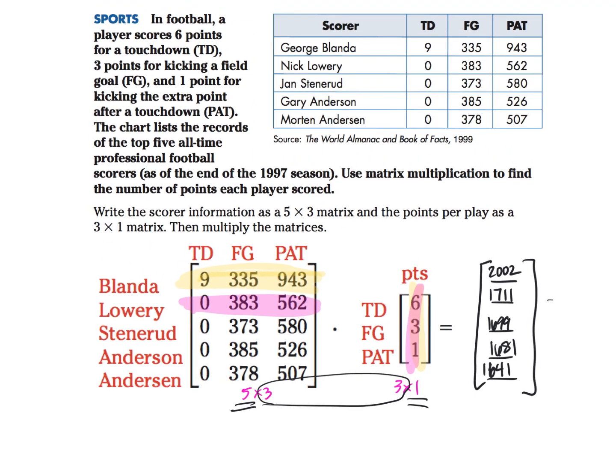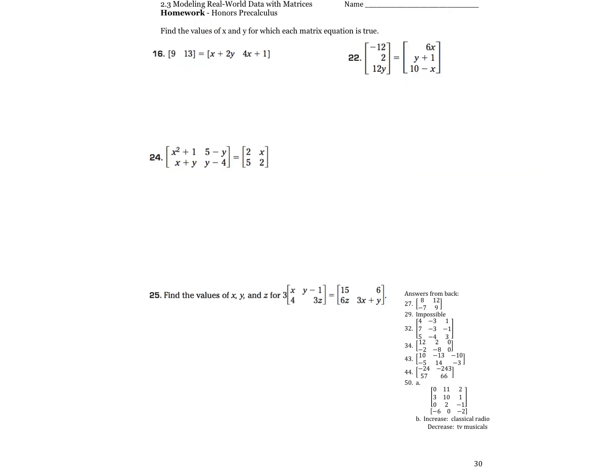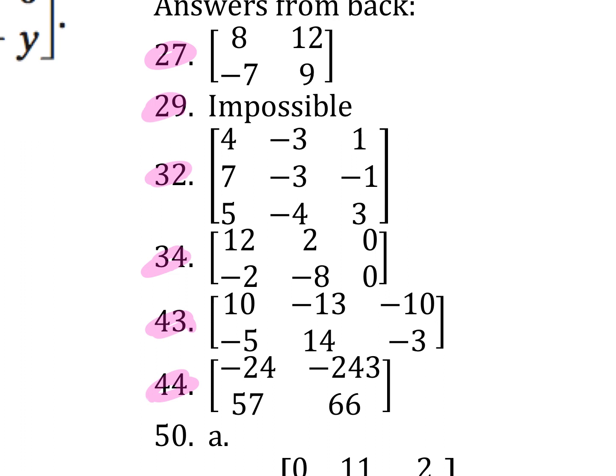Mr. George Blanda? George Blanda. 2002 points. Okay, here's what I want us to practice now. Correct me if I'm wrong, you did the front of this on Friday. Yes. So let's go over here. These are the answers to the 5 questions of homework. 6 questions? 1, 2, 3, 4, 5, 6.